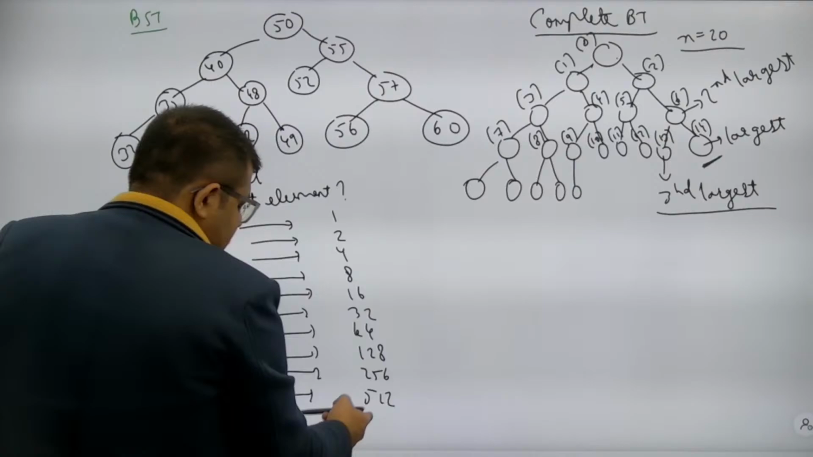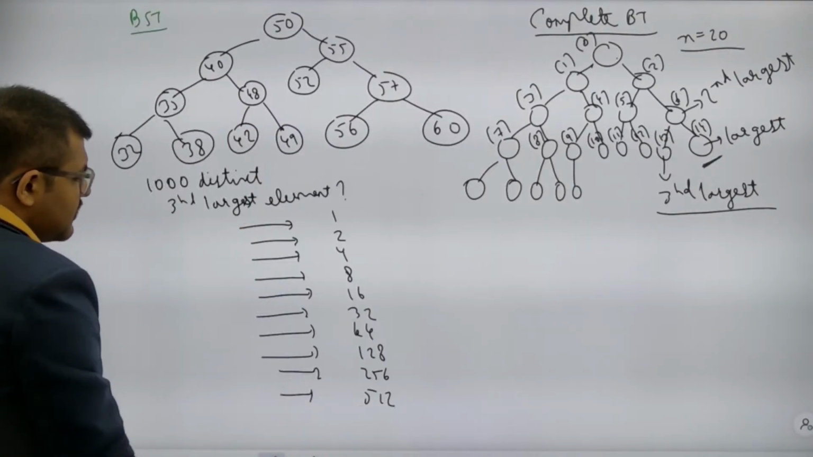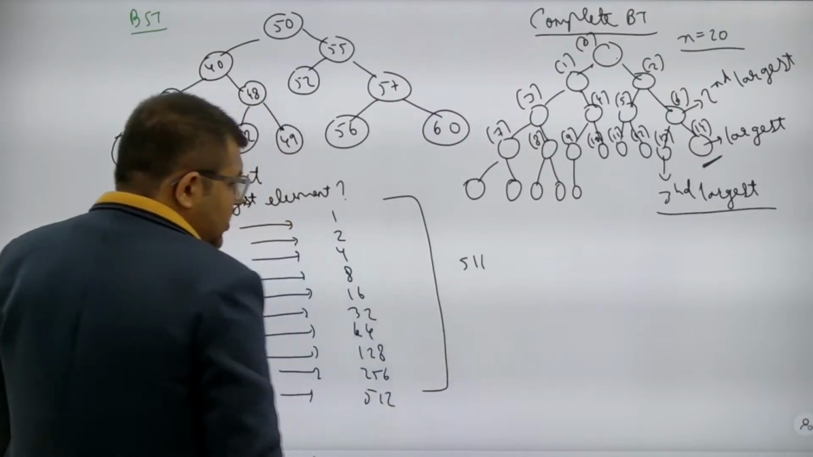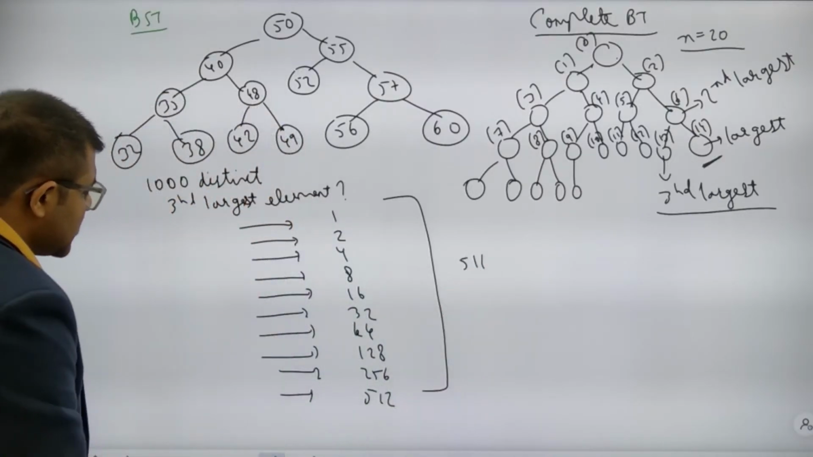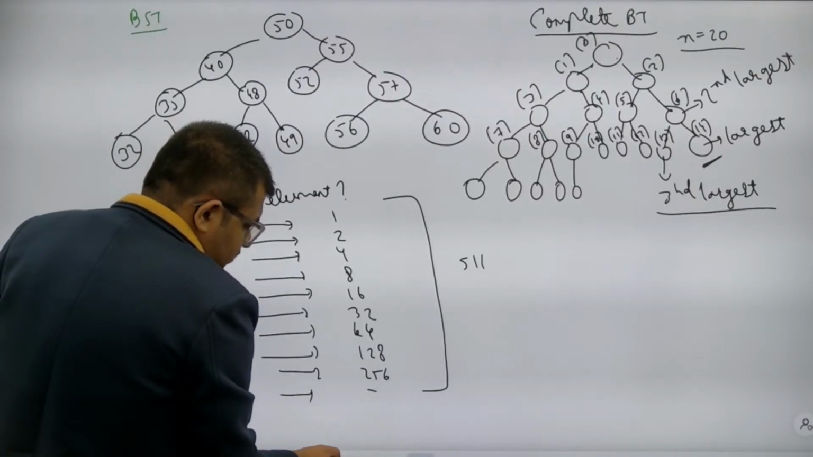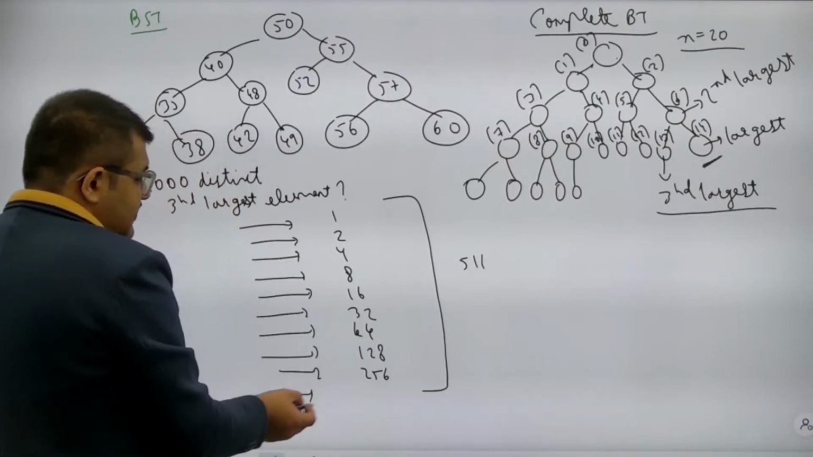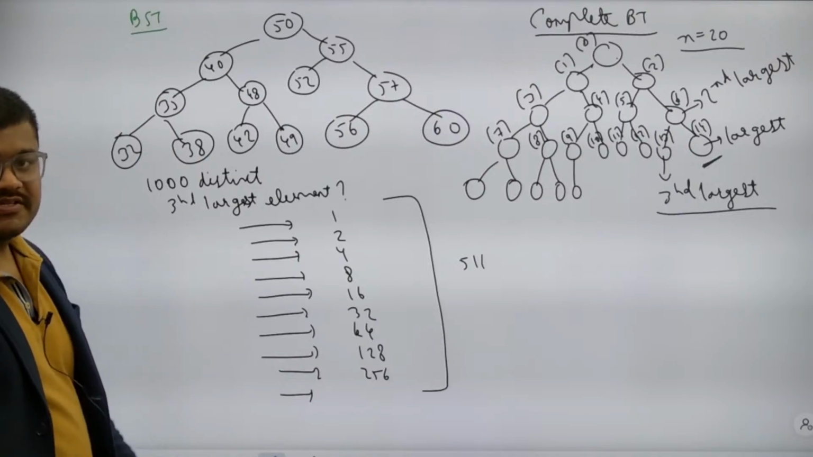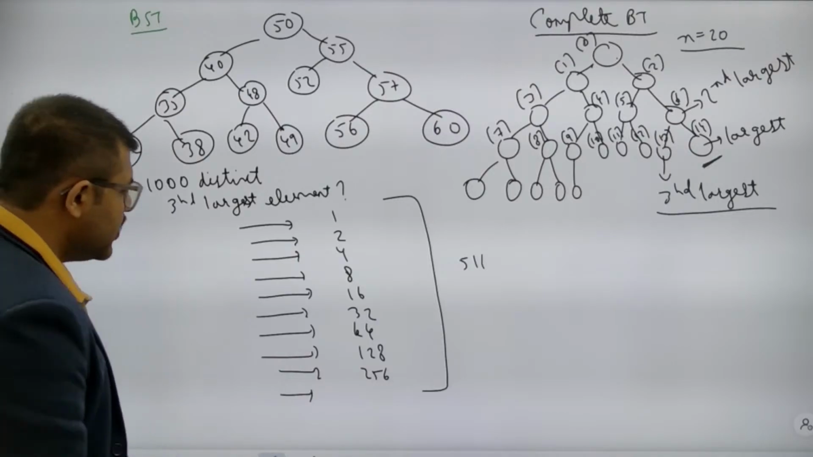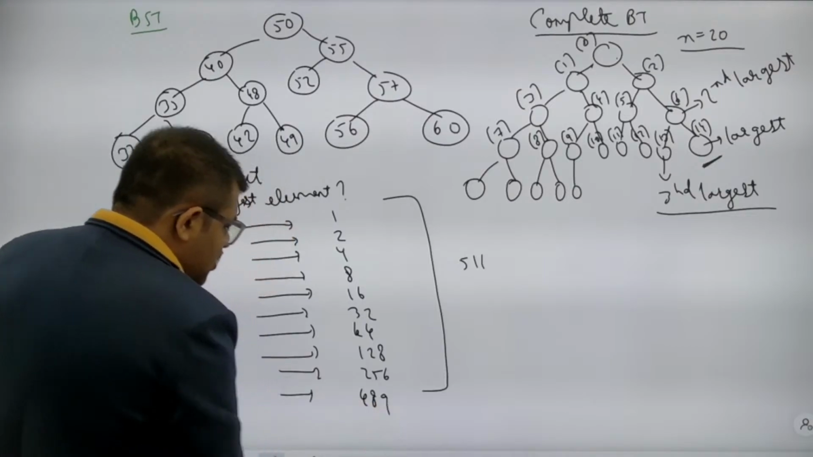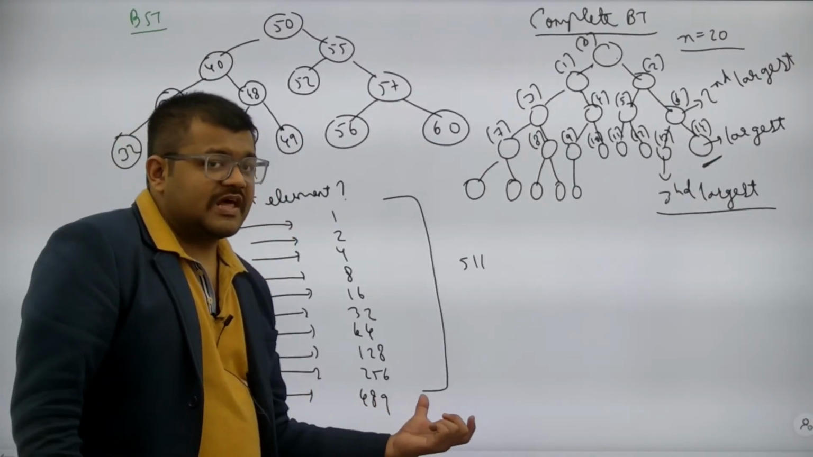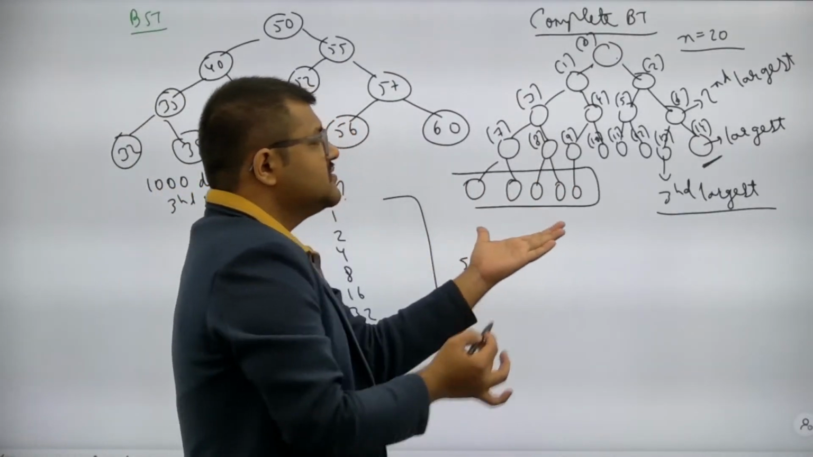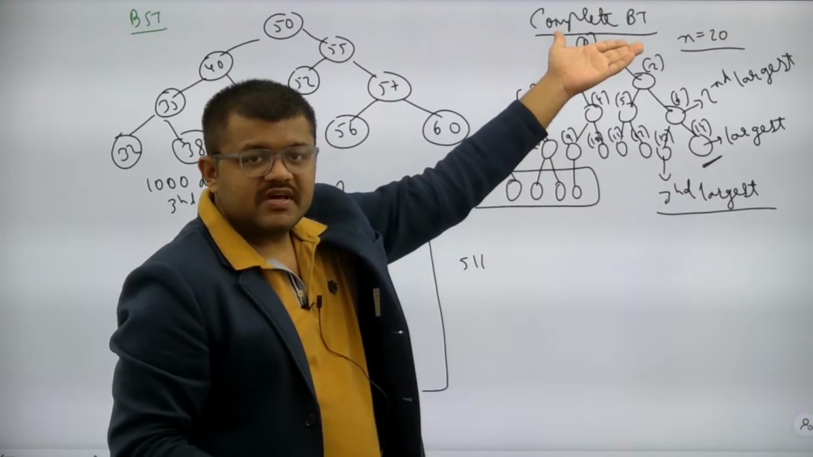Actually it will not be 512 because the sum of elements till here would be 511 and total elements are 1000. So in the last level the number of elements would be how much? 1000 minus 511, that is how much? 500 minus 11, that is 489. So this 489 means last level is not full, it is something like this. So there are 489 elements in the last level, and above them all the levels are full.